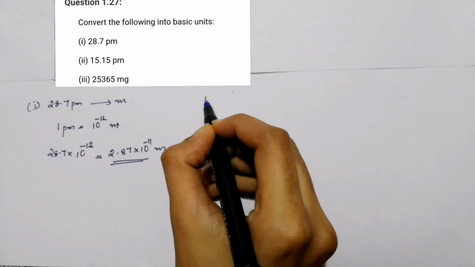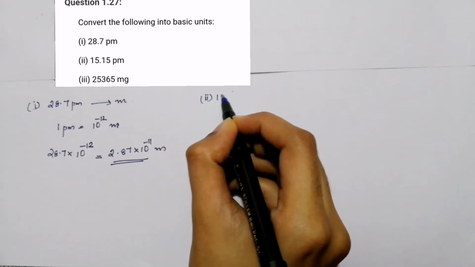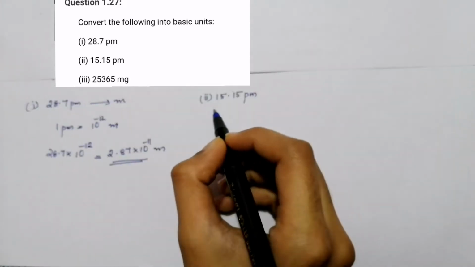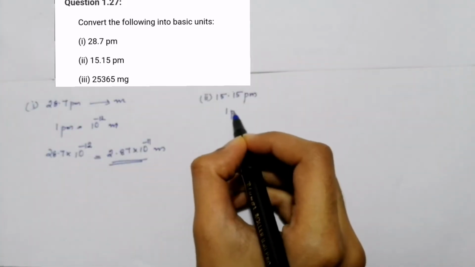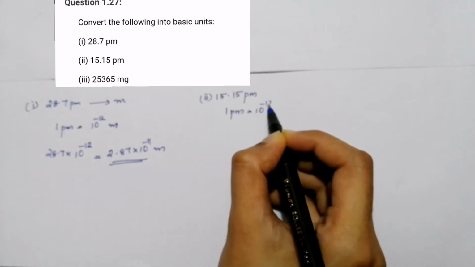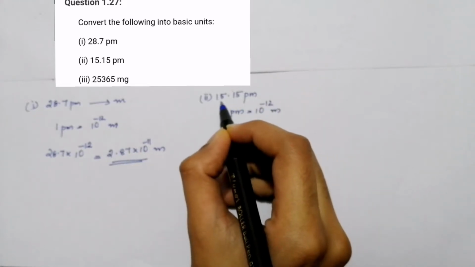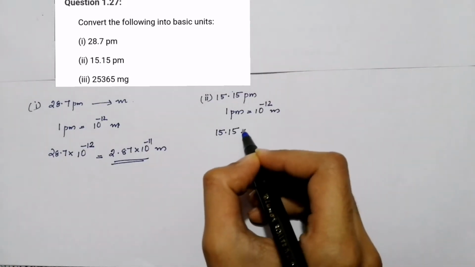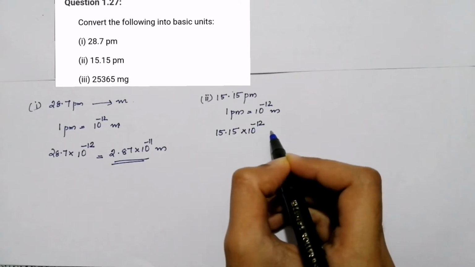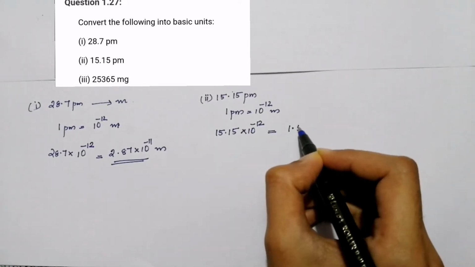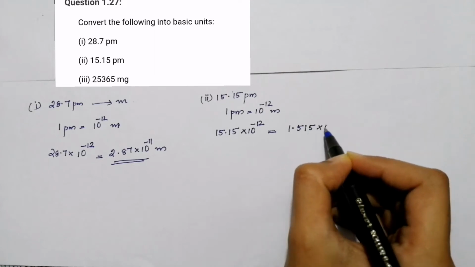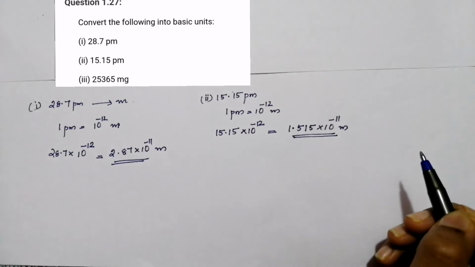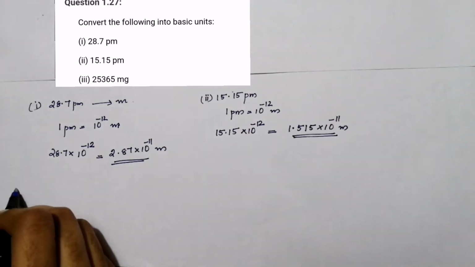For the second question, we are asked to calculate how much is 15.15 picometer. It's very similar to the first question. As we have done in the first question, we already know that 1 picometer is 10 power minus 12 meter. Now we have to calculate how much is 15.15 picometer. To do this, we simply multiply it with this 10 power minus 12, and then we can rewrite this as 1.515 into 10 power minus 11 meter. So we have done the second question. Let's move ahead with the third question.